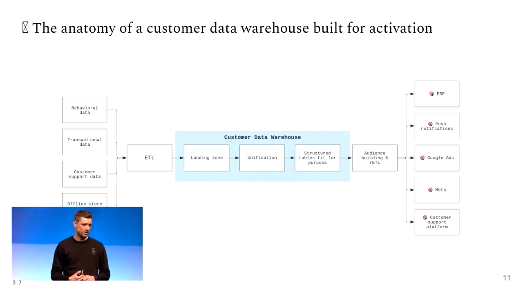We call it reverse ETL. It's basically the reverse of extract, transform, and load, right? We take it from the warehouse and we ship it to a destination. And usually what we need is an audience builder on top of that. What is an audience builder?